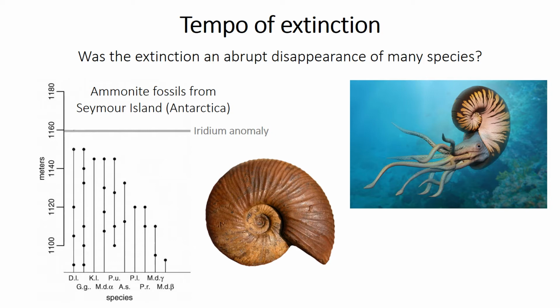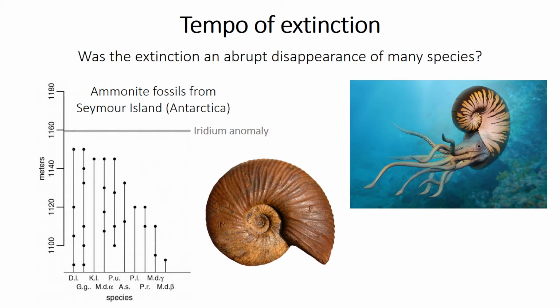And ammonites are these sort of squid-like animals, but they lived in a coiled shell, and they're all extinct now. So each of the vertical lines here is the range of a single species. They go from the older rock layers at the bottom to the younger rock layers at the top. And the iridium anomaly, the horizontal gray line there, shows the time of the asteroid impact.